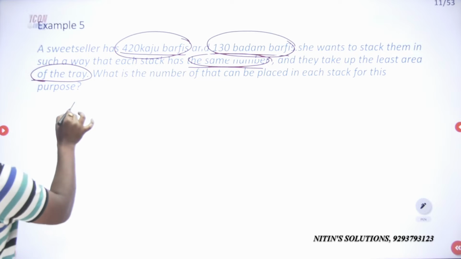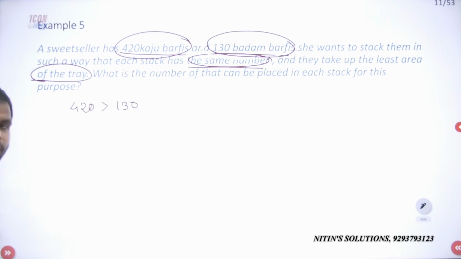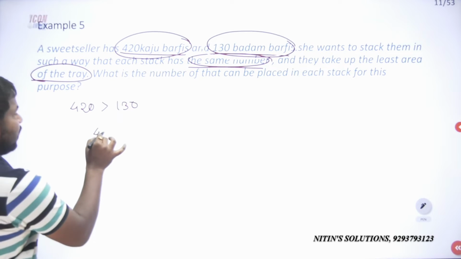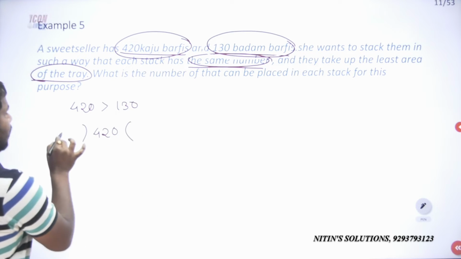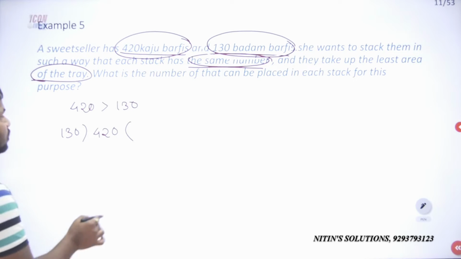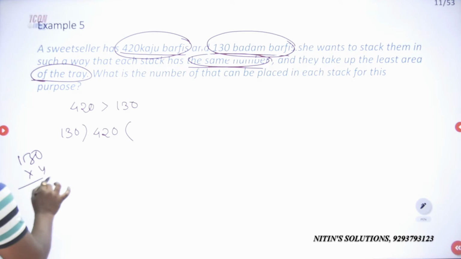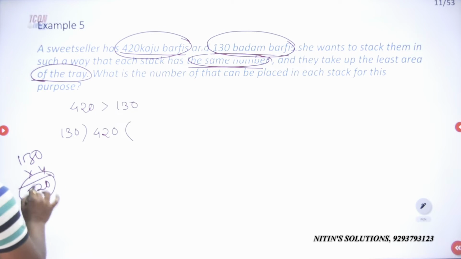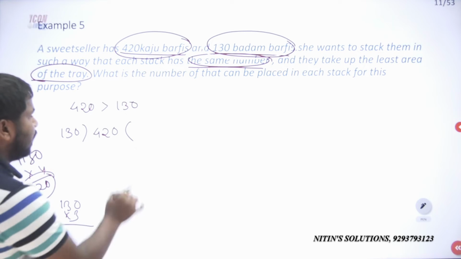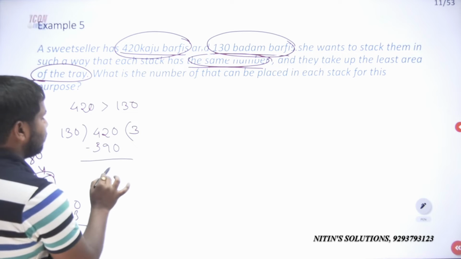Now, what are the numbers? 420 and 130. In this, obviously 420 is the greater number. So we need to divide 420 by 130. Now, 130 into 4 is 520, which is not possible. Now take 130 into 3, that is nothing but 390. By subtracting here I am getting 30.